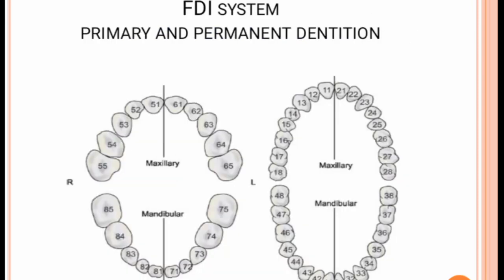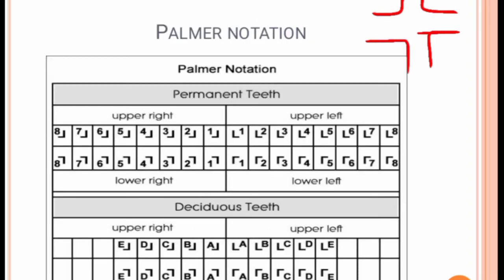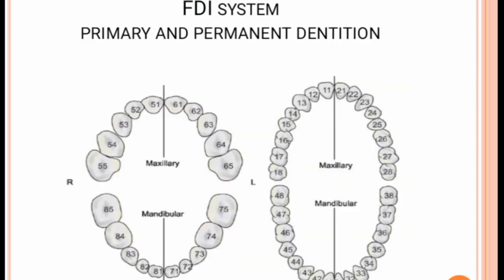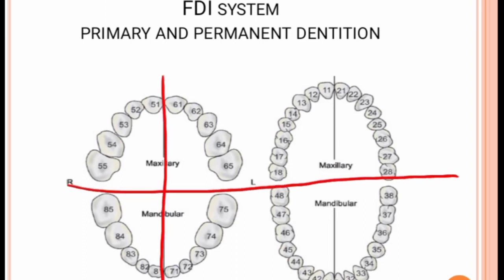Okay, now the FDI system. The FDI system is a two-digit system in which we write the quadrant number and the tooth number. In the Palmer notation method we used a symbol to denote a specific quadrant, but in the FDI system we use certain numbers to denote specific quadrants. It is a bit complicated, and it is a two-digit system.